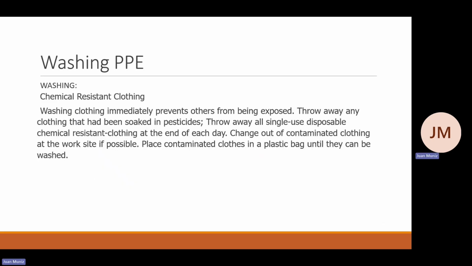Washing PPE. Washing the chemical resistant clothing should be done immediately to prevent others from being exposed. Throw away any clothing that had been soaked in pesticides and throw away all single-use disposable chemical resistant clothing at the end of each work day. Change out of contaminated clothing at the work site if possible. Place contaminated clothing in a plastic bag until they can be washed.